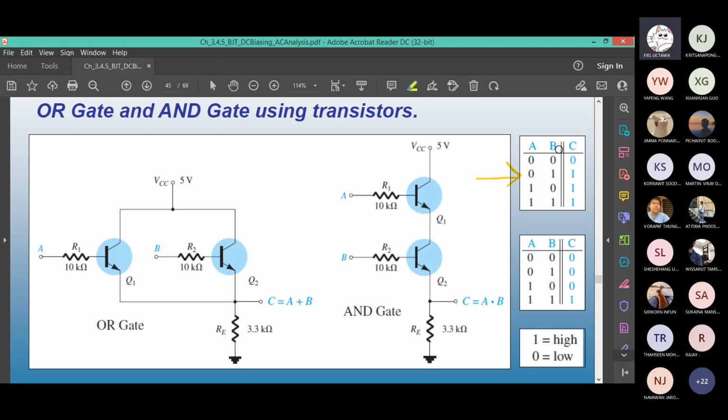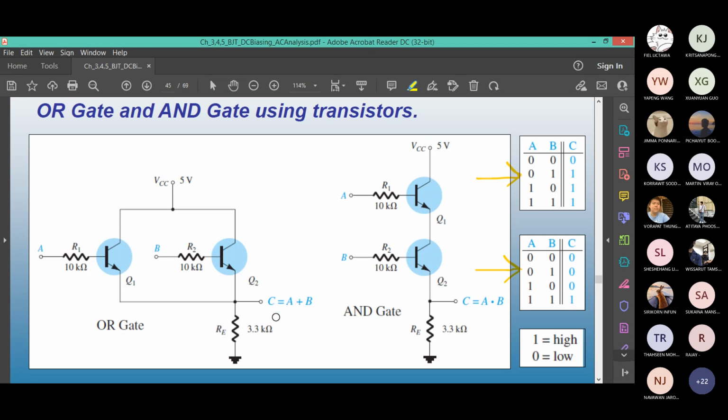The first table: OR gate. It's an OR gate. Both 0, you get 0, but if any of them becomes 1, you will always get 1. And the second truth table is the AND gate. In order to get high output from an AND gate, you must have both as 1. If even one of them becomes 0, you don't get an output.